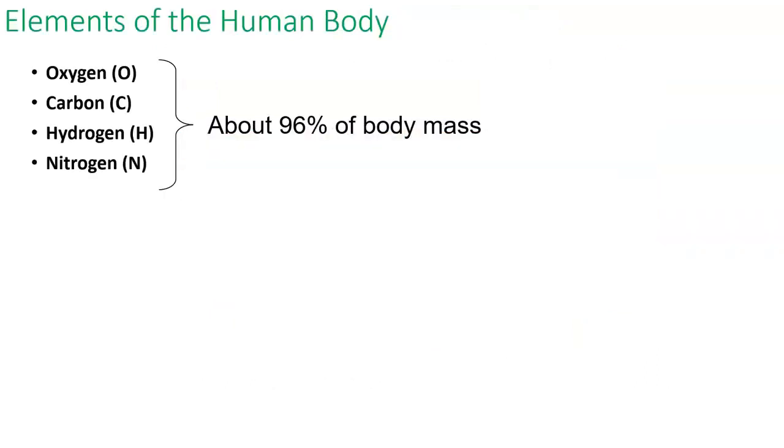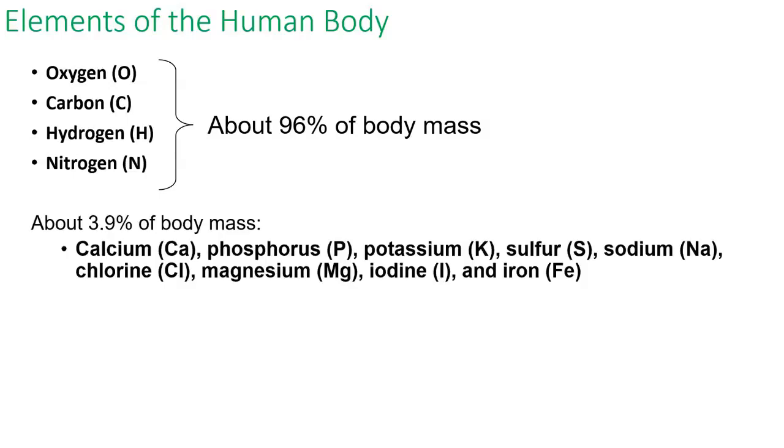Again, to review, the elements of the human body that are essential and actually compose about 96% of our entire body are going to be these 4: oxygen, carbon, hydrogen, and nitrogen. And you're going to see them all semester. About 4% of our body mass are these other elements that are much less common. So calcium, phosphorus, potassium, sodium, chlorine. Just because they're less common doesn't mean they're any less important.